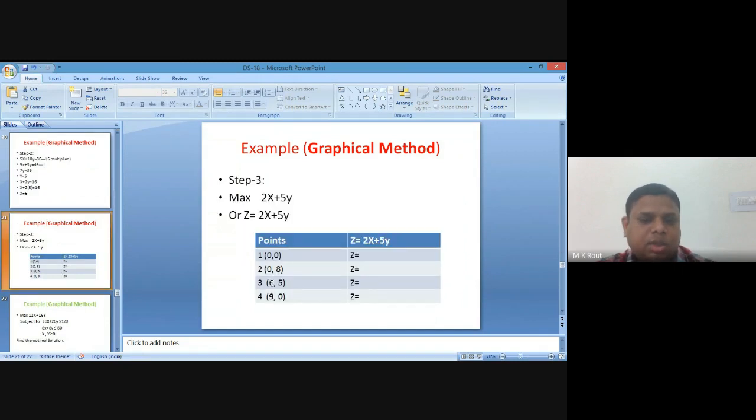The first one I have written is 0, 0. The next one is 0, 8. The next one is 6, 5. And the last one is 9, 0. Is it clear?